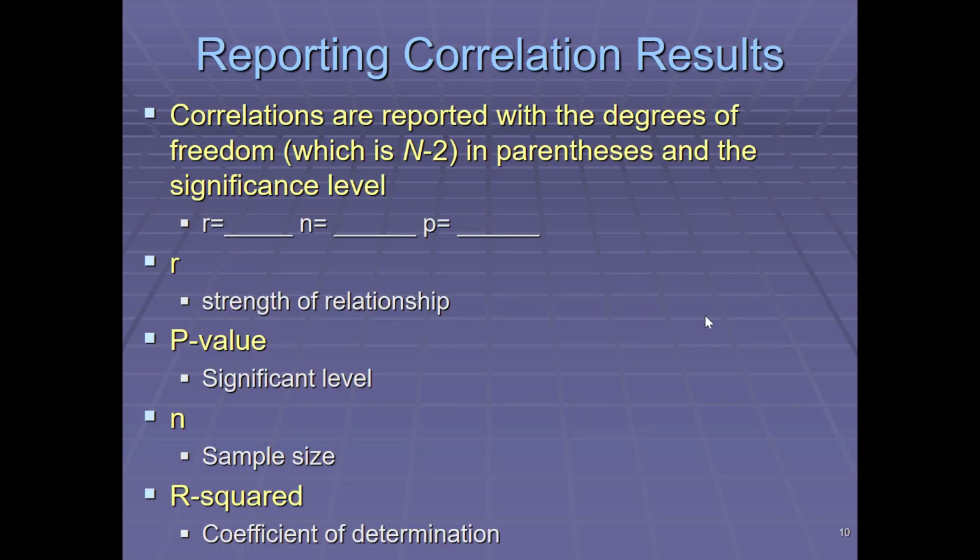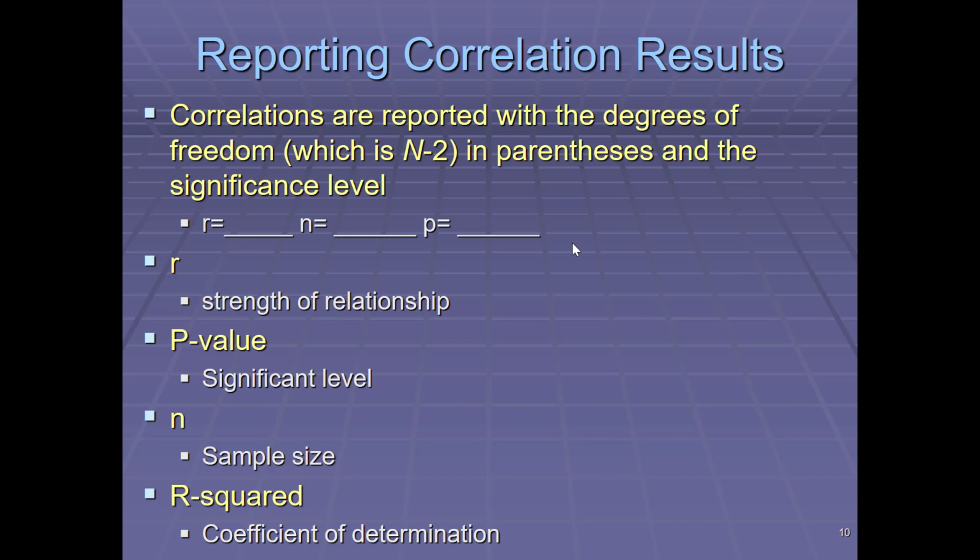And this is how we would report our results. So correlations are reported with your degrees of freedom, which is basically n minus 2, and n is your actual sample size. And we have that in your parentheses, and then significance level. So R, remember, that's your actual correlation. N is your sample size, and then P is your p-value. So you need all three pieces of that information.